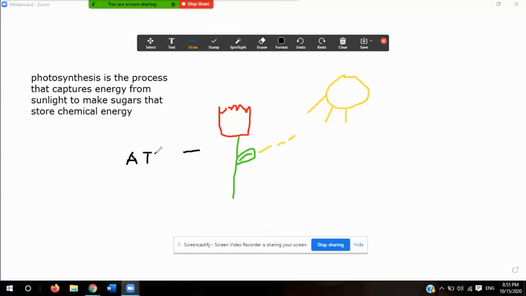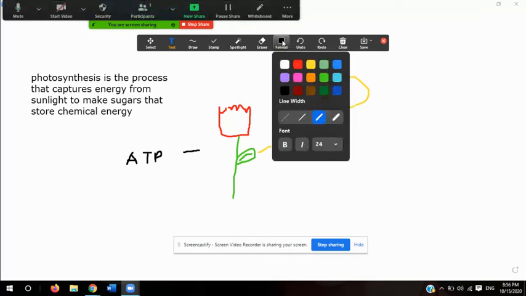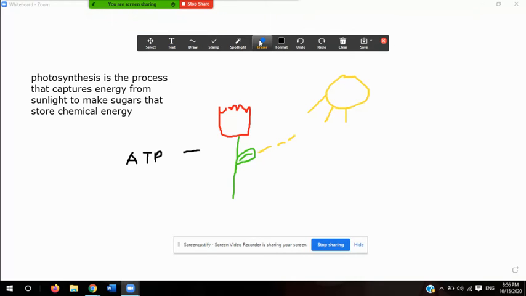Basically, sunlight hits the plants, the leaves absorb the sunlight, and through a bunch of chemical reactions that we're going to talk about in just a minute, they turn that into ATP, which we know is the molecule that stores energy in living organisms' cells.